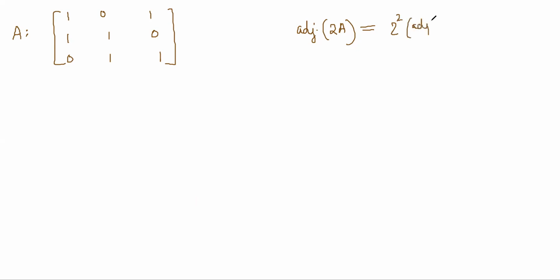If you had taken a 3 cross 3 matrix, let's do that example. Let's take numbers 1, 0, 1, 1, 1, 0, 0, 1, 1. This is our A matrix. I want to find out what the adjoint of 2 times A is. The prediction is that adjoint of 2A should be 2 power n minus 1, where n is 3, so 2 square times adjoint of A. This is the property, and this is what we'll verify right now. First we'll find adjoint of A, then we'll find adjoint of 2A. So please calculate and tell me adjoint of A.